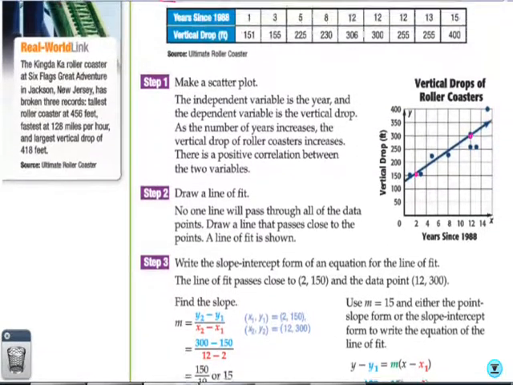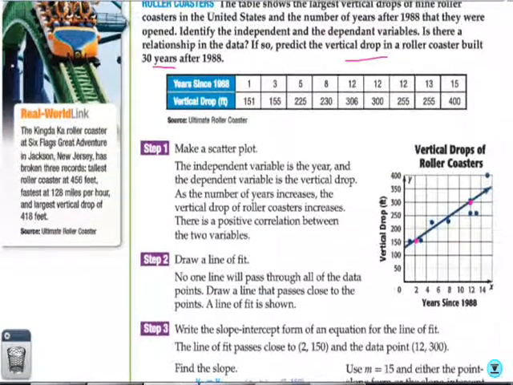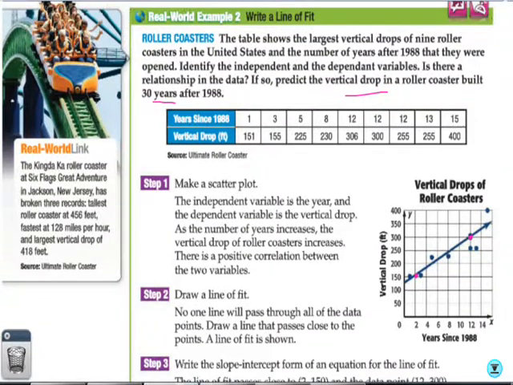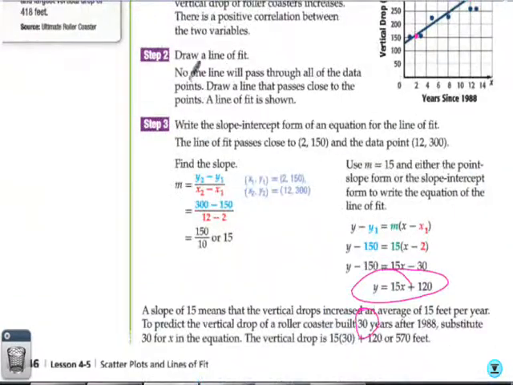In class, we should look up what the current leader is, because this book is not brand spanking new, so we can look it up and see what the current drop is.